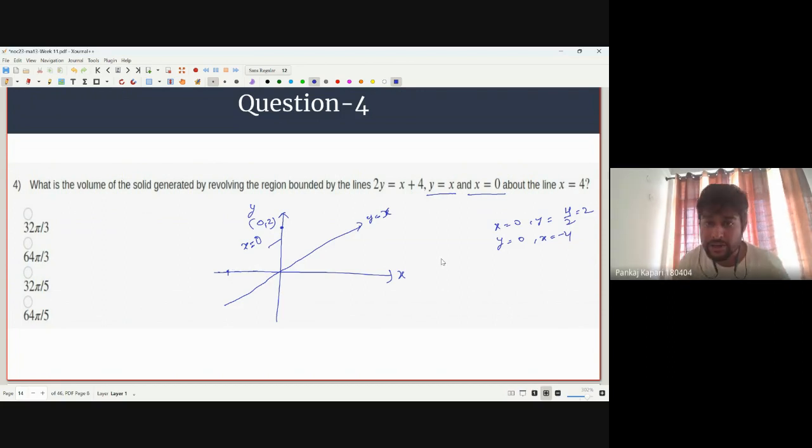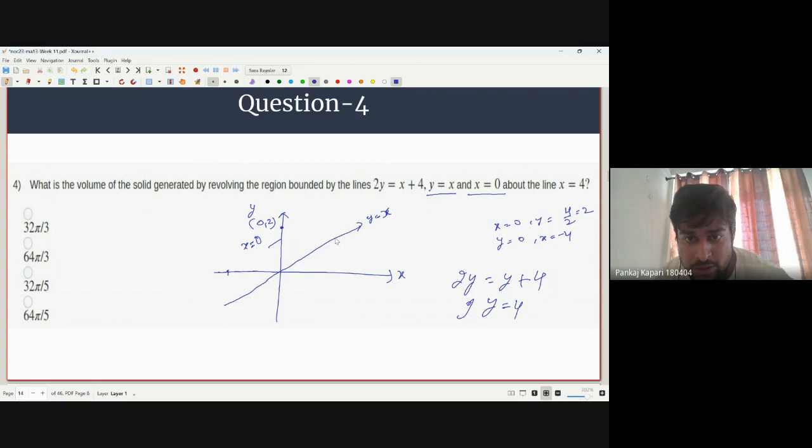Okay, let's see where these two lines intersect, if they intersect at all. So we put the second equation into the first equation. So the intersection point: 2y is equal to y plus 4, which implies that y must be 4 and x is also 4. So 4 comma 4 satisfies this equation. Yes, 4 comma 4 is actually satisfying this equation. So where is 4 comma 4?